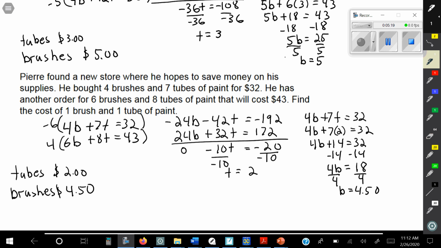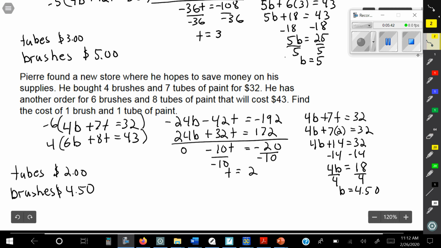So I went ahead and multiplied my system of equations here. Once I set them up, I multiplied the top by -6, the bottom by 4, got -24b to cancel out, then solved for t. So my tubes was $2. Then I plugged the $2 into this top equation over here. I actually wrote it again over here, and then plugged in the 2, and then solved, and got $4.50.